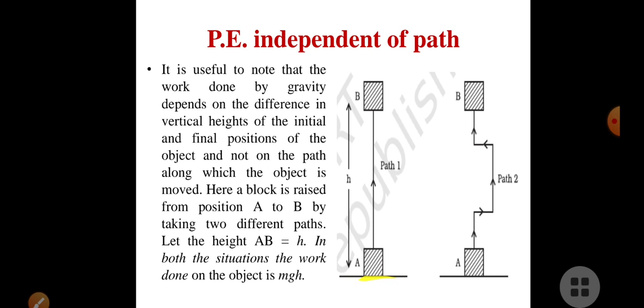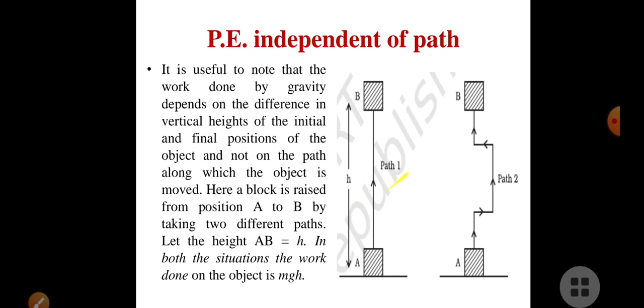Like this object is moved from point A to B, and this is taking path 1. But if this object is going first vertical, then horizontal, then vertical, then horizontal, and then finally reaches B, this is path 2. No doubt the distance covered by this object is more in case of path 2. But potential energy depends only on the vertical height between A and B, the perpendicular distance between A and B, and which is the same in both cases.